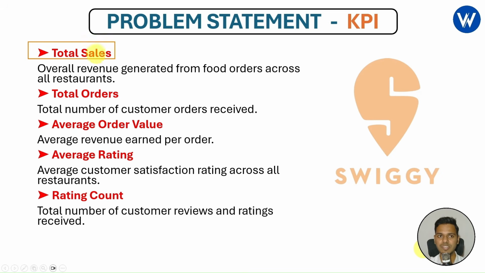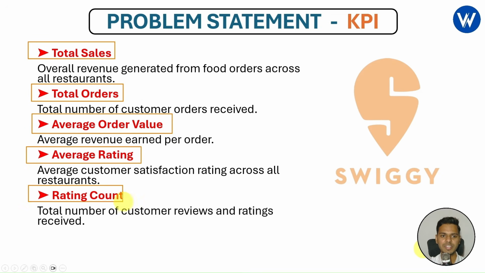The first KPI is total sales, where you can see the overall revenue generated from food orders across all restaurants. Next, we will create total orders, then average order value, average rating, and rating count. We will see each one by one. These are the 5 KPIs which we are going to create in this video, as I already showed you in the starting.